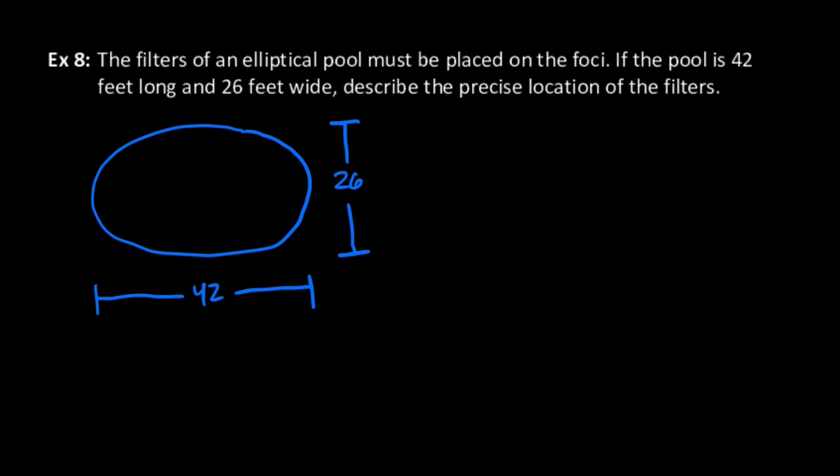Now, I'm not talking about an equation because I'm not on a coordinate plane. I just need to describe where to put these filters. They're on the foci. Well, the foci will reside approximately here and here. What part of this ellipse do I need to find? If I'm talking about foci, I need to use this equation. Now remember, this is an ellipse, so the c² equation is a² minus b². C is going to be the distance from the center to this focus.